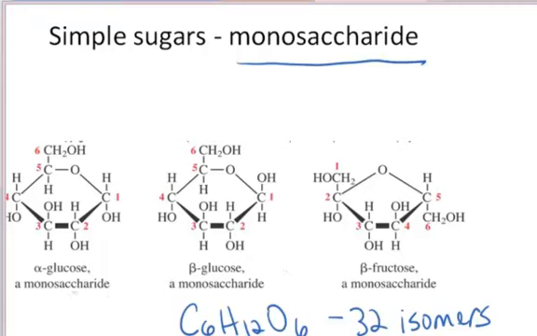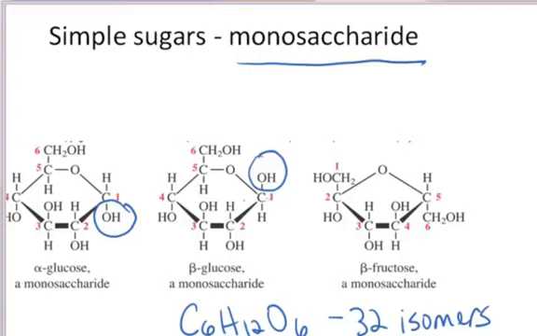For example, all 3 of these: common glucose, glucose, and fructose. This is alpha glucose, this is beta glucose, and this is beta fructose. They all have the same molecular formula, but take a close look and see if you can see structurally what's different. In this case, on the number 1 carbon, this hydroxyl group is below the ring, and in this situation, this hydroxyl group is above the ring.